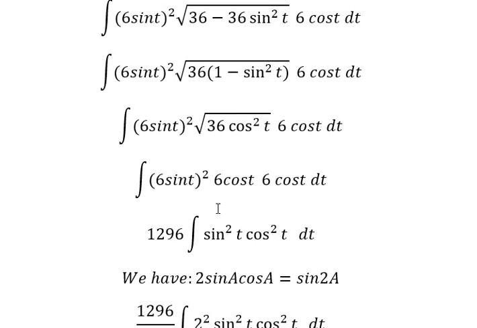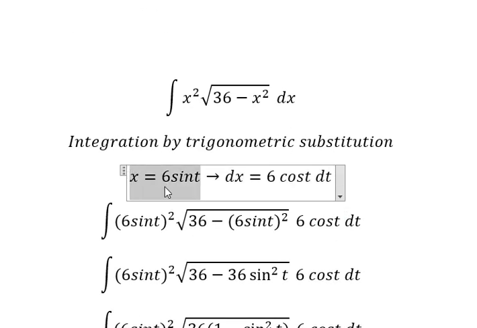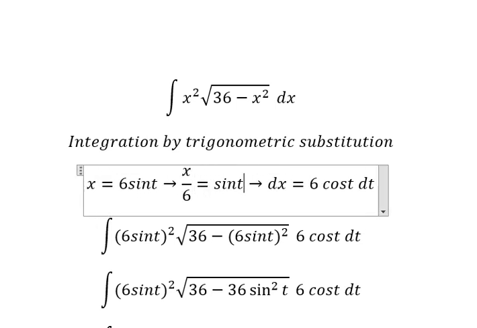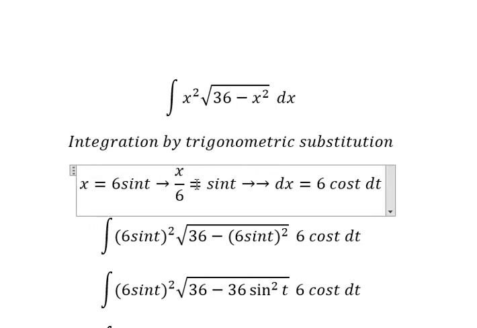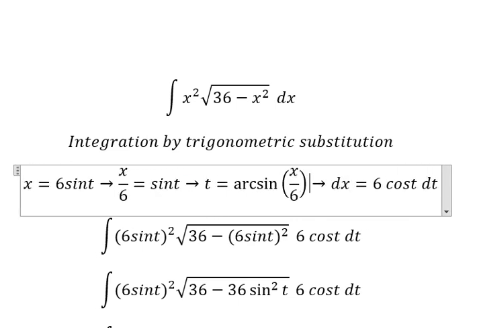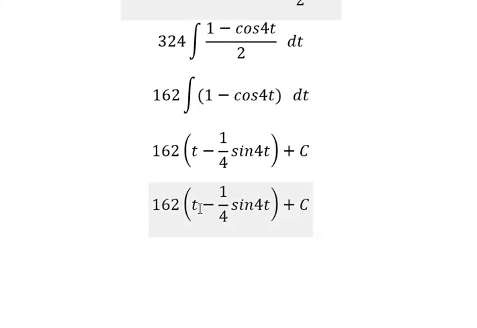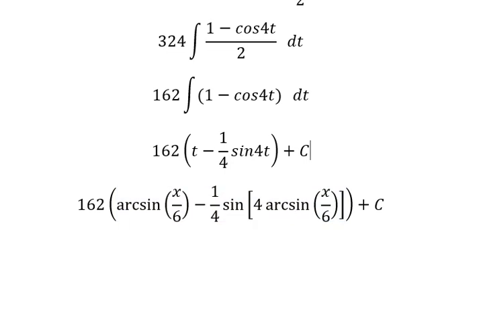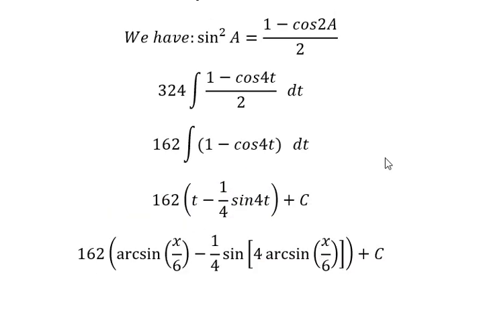About t, that is about this one. So we need to divide both sides by 6. And now we get t equals arcsine of x over 6. So now I will put this one to change for t. And this is the final answer. This is the end. Thank you for watching.